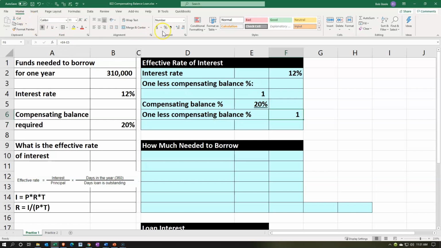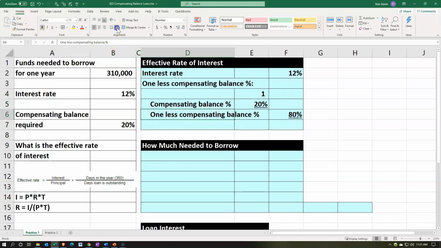Home tab, number group, percentify. Let's put an underline there. Home tab, font group, underline. So that's going to give us our effective rate. Let's do some indenting. I'm going to select these two because there's a colon here. Home tab, alignment, indent, and then I'll indent this one more time.